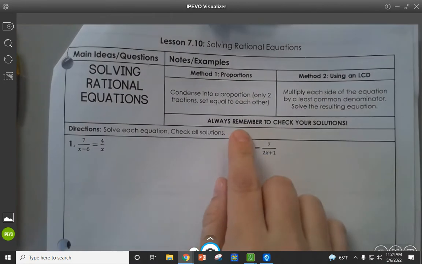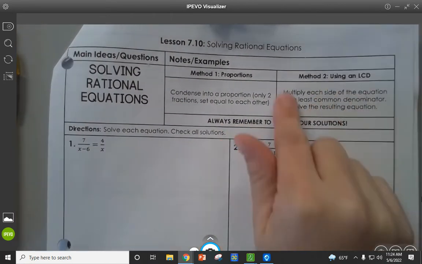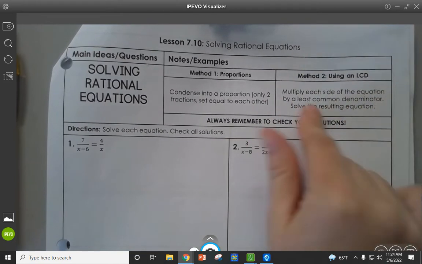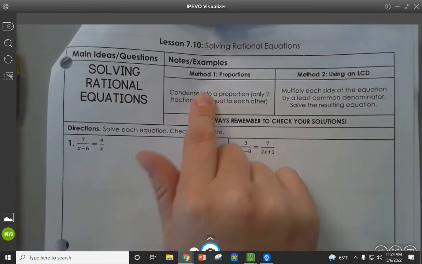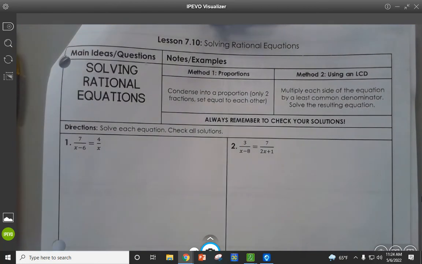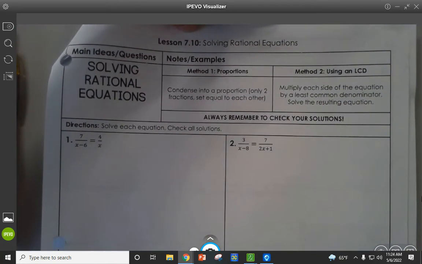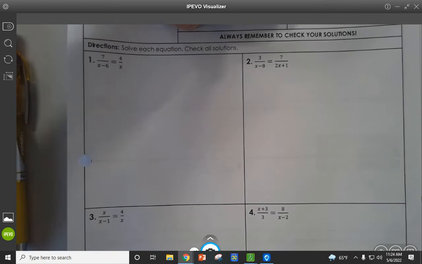And just because of shortened time, we're going to skip these types of questions. These are the little bit more difficult questions, and we're only going to do these. So today's is really going to be a lot of review for you. So if you have two fractions that are set equal to each other, how do you solve those?